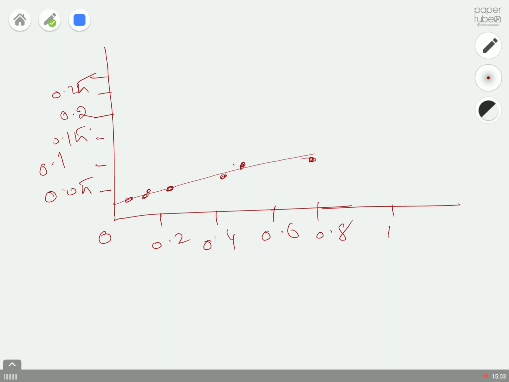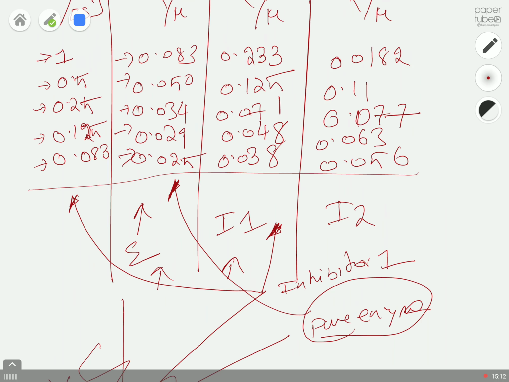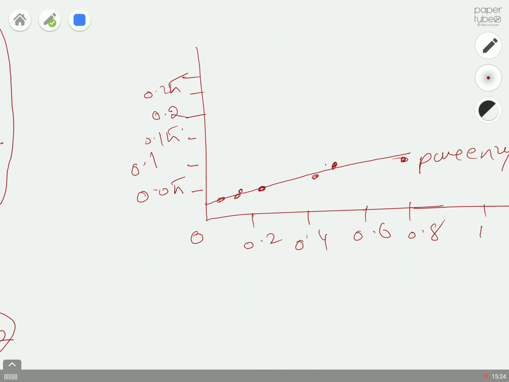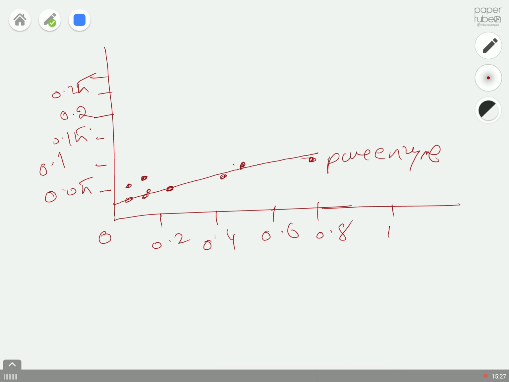You'll get some line like that. This is for your pure enzyme. I just use the data which we calculated here, which is in this table. So all you need is to plot your pure enzyme versus inhibitor. And then again you have to do the same for your inhibitor 1. So you will get some value around here, slightly above 0.5 and 1.